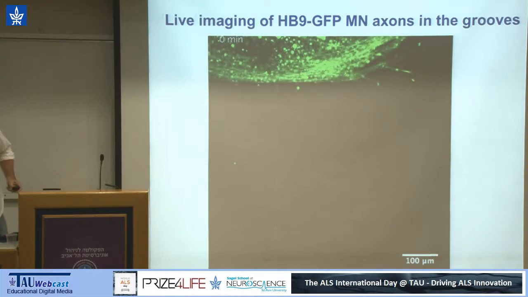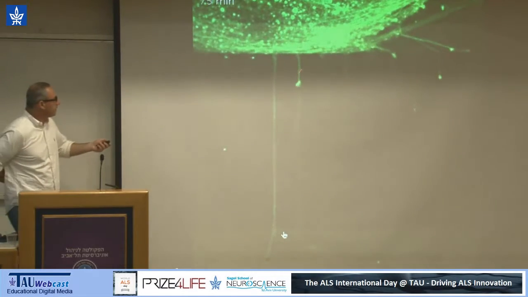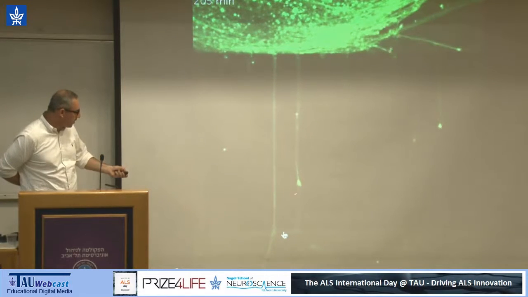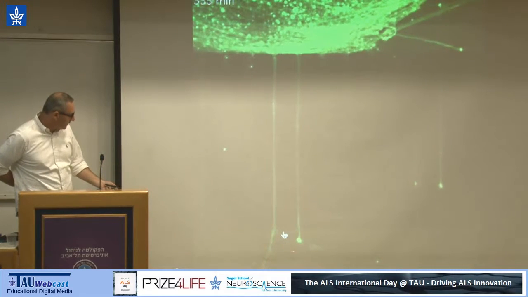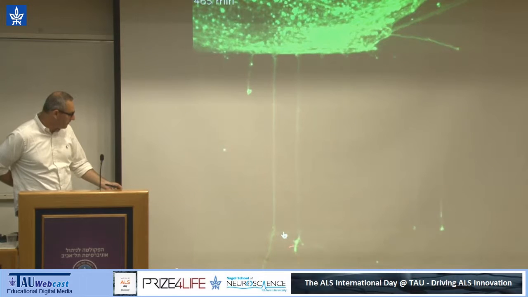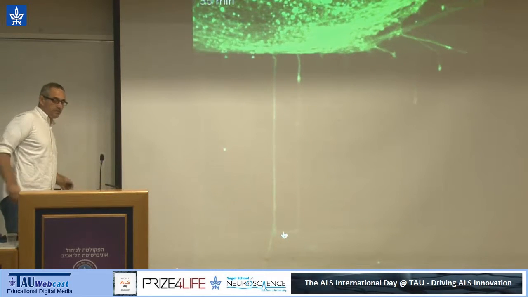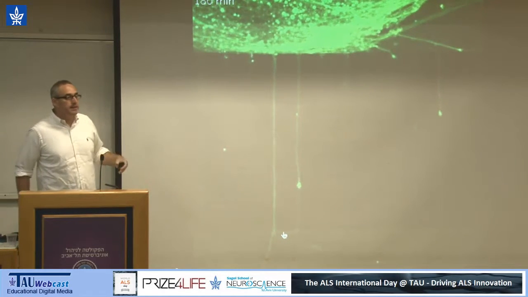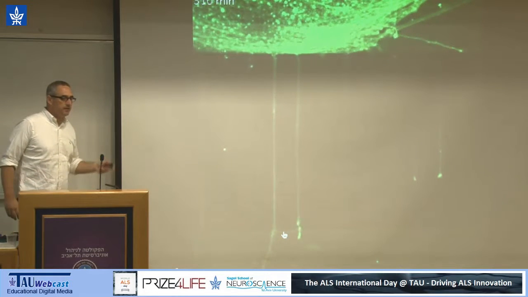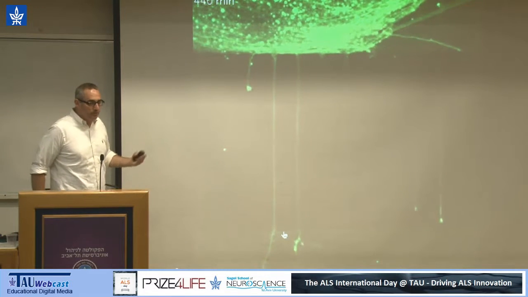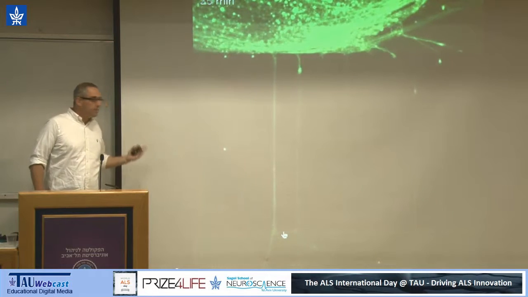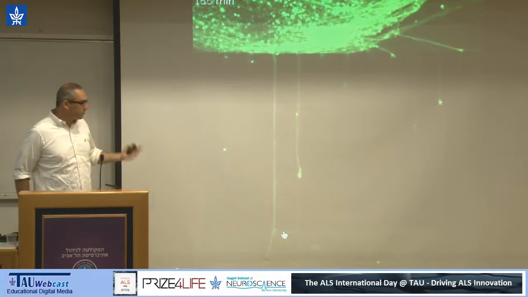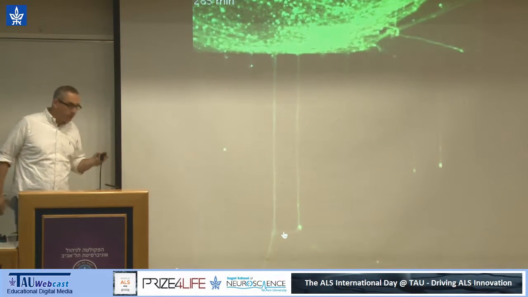We can track the growth of the neurons. You can see how the neurons grow to the muscles, and when it has reached the muscle, it starts to innervate and build the neuromuscular junction. We can do different genetic manipulations in order to study the growth and the innervation of the muscles. And we are now comparing between different ALS models and control in order to study these types of mechanisms.